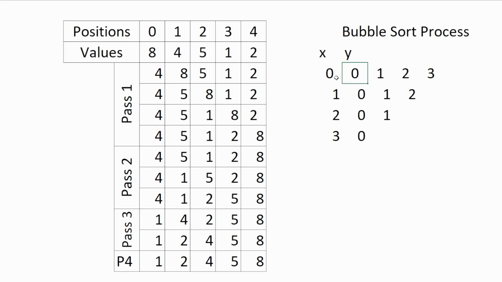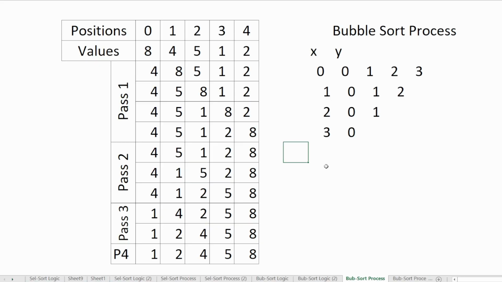In the first loop, when x is 0, we started from 0 and went up to 3. Why? Because x was 0, 0 was compared with 1, 1 with 2, 2 with 3, 3 with 4. In the second pass, we had only 0 with 1, 1 with 2, 2 with 3. In the third pass, we had 0 with 1 and 1 with 2. And last pass, we had only 0 with 1.